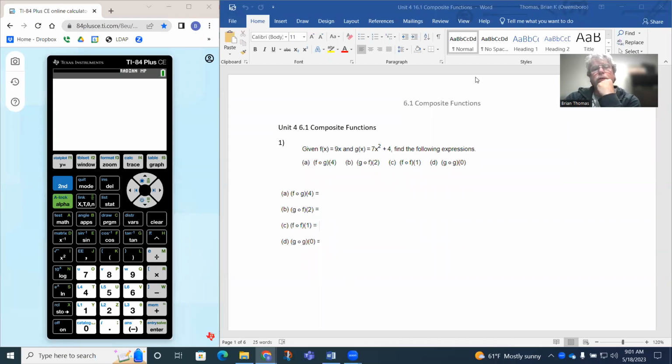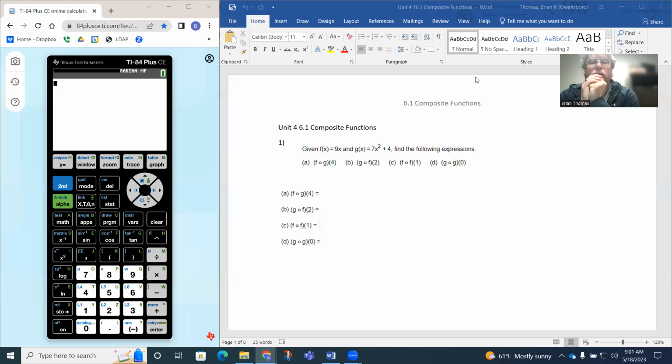So getting into Unit 4, we have what's called composite functions. A composite function is kind of putting a function into a function. So this gets kind of interesting. Given the function f of x equals 9x, which is linear, and g of x equals 7x squared plus 4, which is a quadratic, find the following expressions.